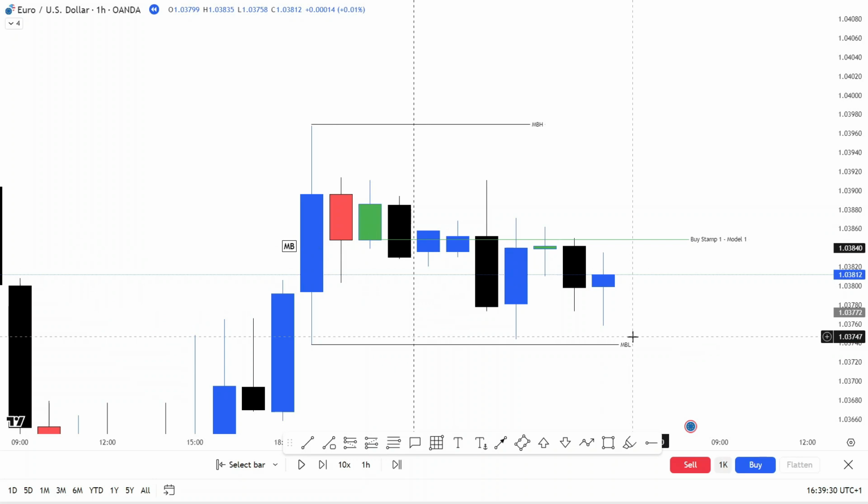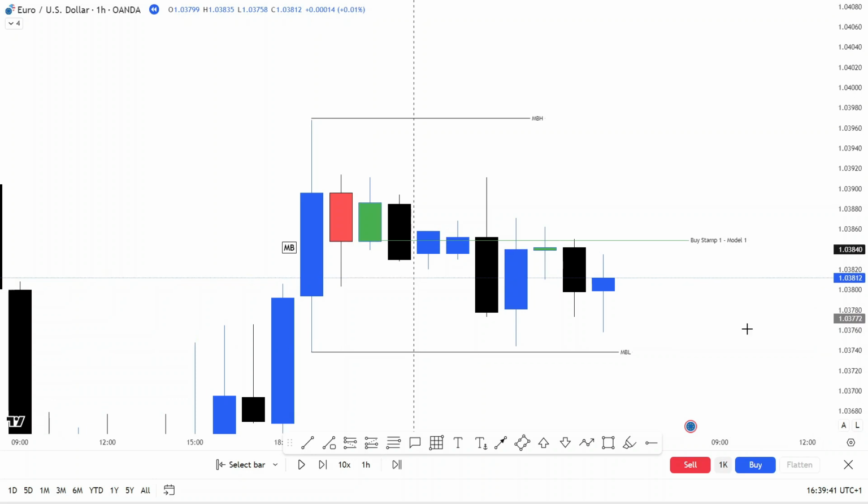So the next thing we want to pay attention to is time. So time alignment is also very important. This works on any time, it works on any time. Just understand the concept and you are good to go.